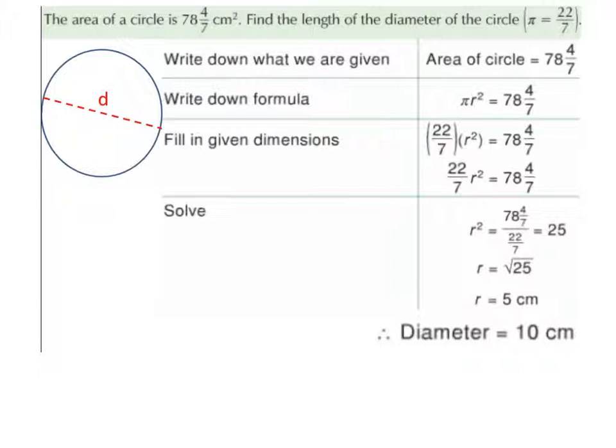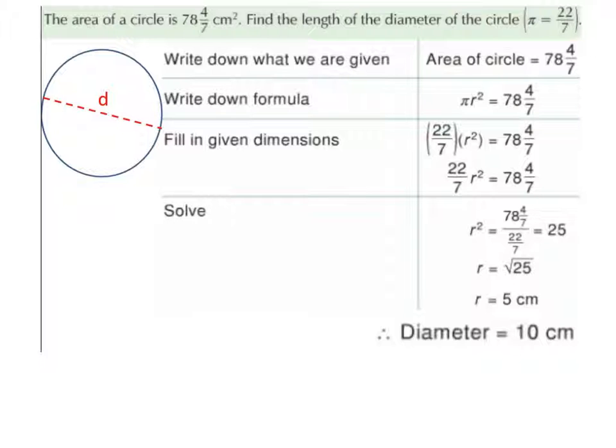So we write down what we're given. The area of the circle equals 78 4/7. Then we write down the formula. The formula for the area of a circle is pi r squared. And this is equal to 78 4/7. Then we fill in the given dimensions. We're swapping pi for 22 over 7. So 22 over 7 times r squared is equal to 78 4/7. So we get 22 over 7 r squared equals 78 4/7.